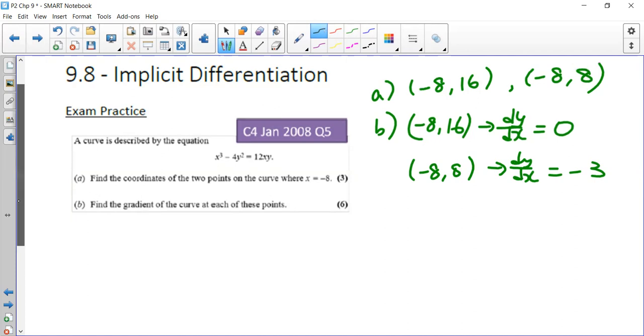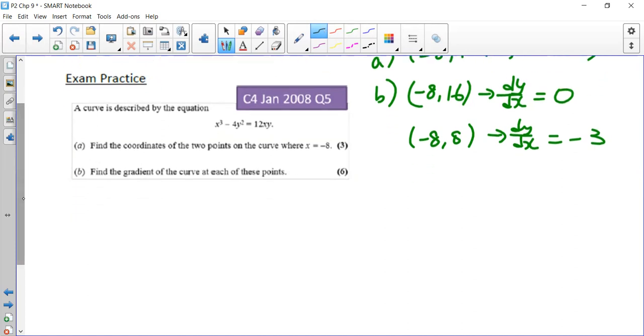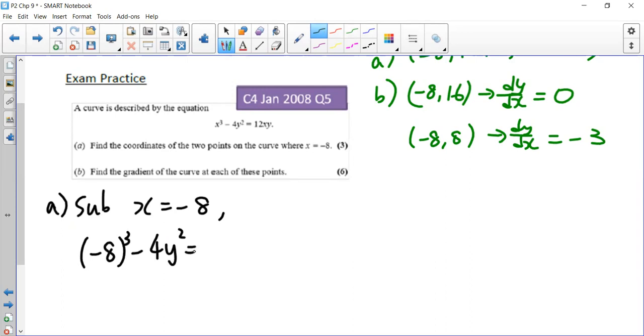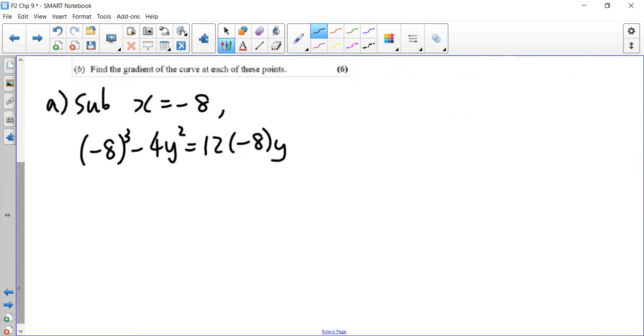A curve is described by the equation x cubed minus 4y squared equals 12xy. Find the coordinates of the two points on the curve where x equals minus 8. Part A mentioned nothing about differentiation. So we just have to sub x equals minus 8 into the equation. So minus 8 cubed minus 4y squared equals 12 times negative 8 times y. Negative 8 cubed is negative 512, minus 4y squared equals minus 96y.